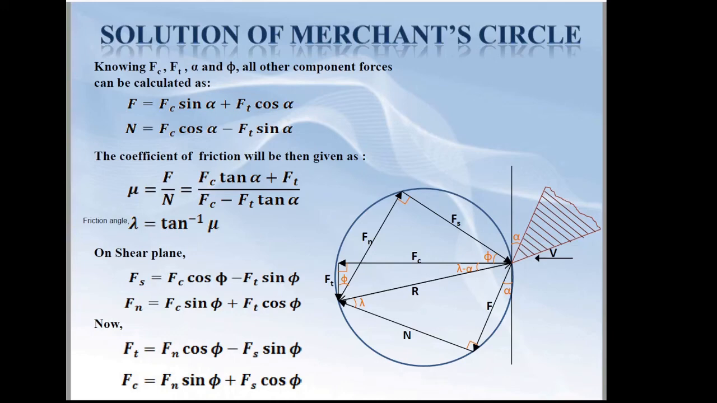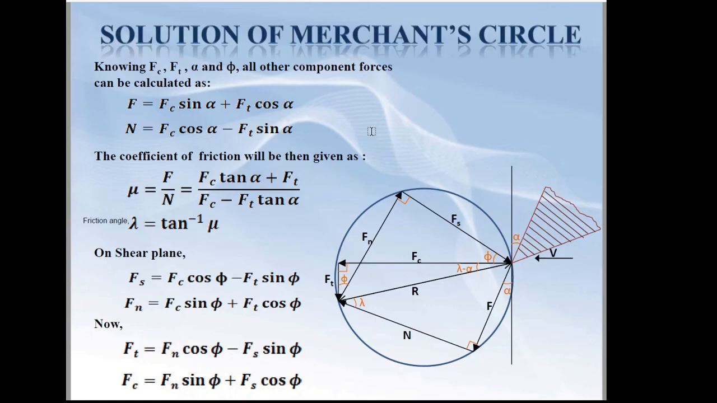Let us go into more details of the Merchant circle diagram. A Merchant circle diagram is given here. The notations used here are a little different from the previous one. Here you can find the rake angle alpha, the cutting force Fc, the thrust force Ft, and phi is the shear plane angle. And what is lambda? Lambda is the friction angle. F is the frictional force, N is the normal to the frictional force, and R is the resultant of all the three triangles, and it forms the diameter of the Merchant circle.